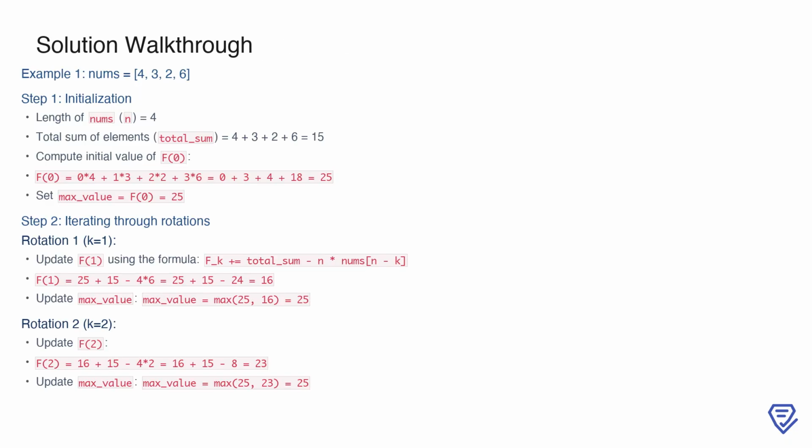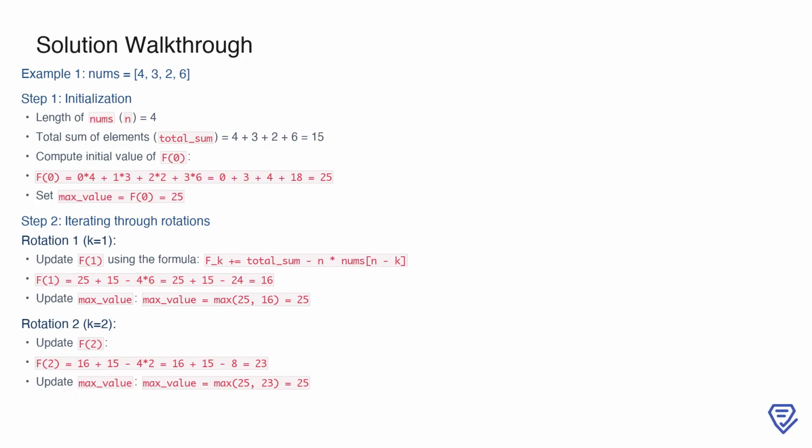To begin solving the rotate function problem, we start by initializing some key values. First, calculate the length of the input array nums, which in this case is 4. Next, compute the total sum of all elements in the array, 4 plus 3 plus 2 plus 6, which equals 15. With these, we calculate the initial value of the rotate function, f0. The formula for f0 is straightforward: multiply each element by its index. Specifically, 0 times 4, plus 1 times 3, plus 2 times 2, plus 3 times 6. Adding these together gives us 25.